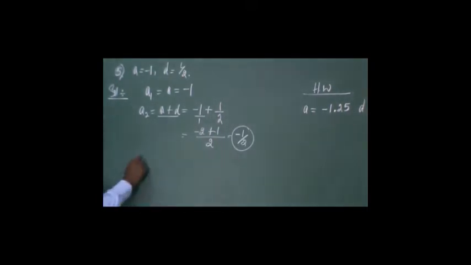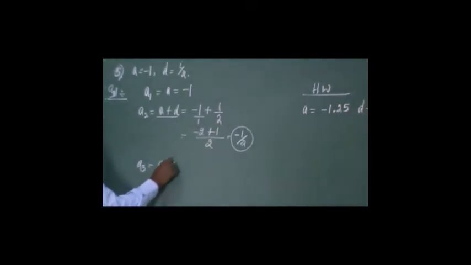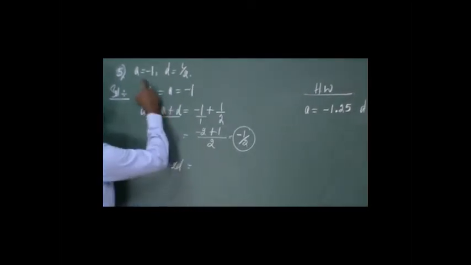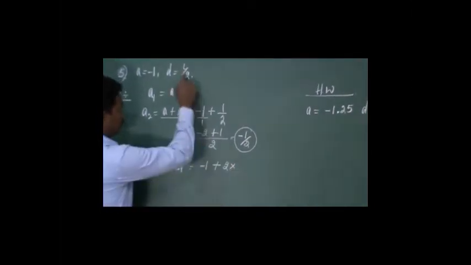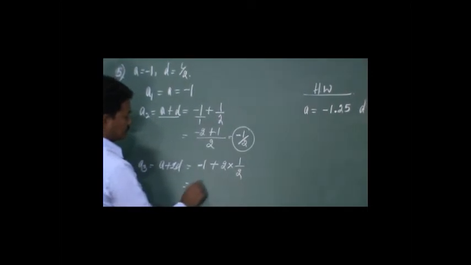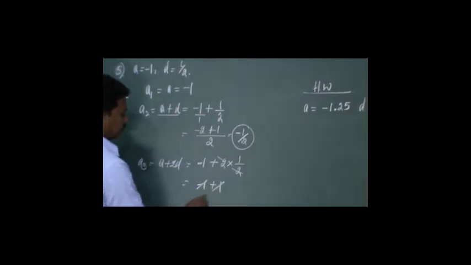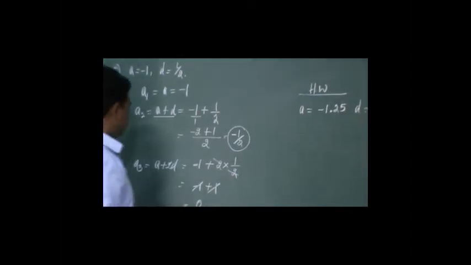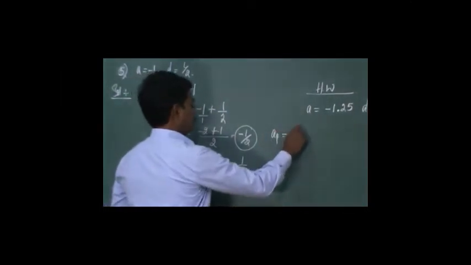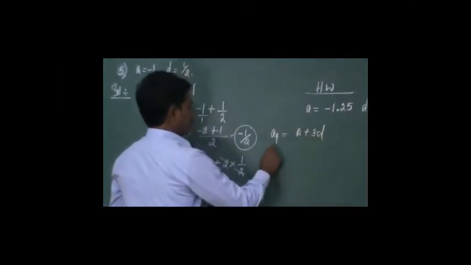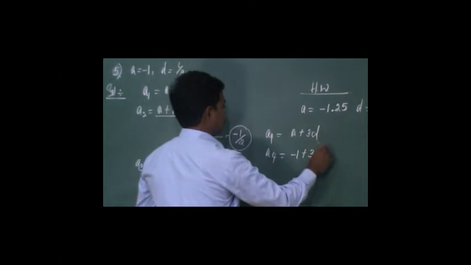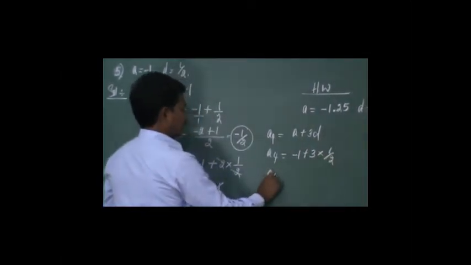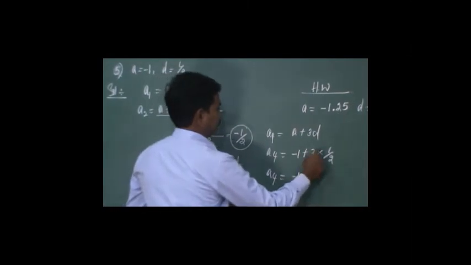Let us go with the third term. a3 is equal to a plus 2d, which can be written as a is -1 plus 2 into d. 2 into d is 1 by 2. So that is -1 plus 2, and 2 cancels with 2 to give 1. So -1 plus 1 cancels and it is equal to 0. Let us find out the fourth term. a4 is equal to a plus 3d. a4 is equal to a, that is -1 plus 3 into d is 1 by 2. So a4 is equal to -1 plus 3 into 1.